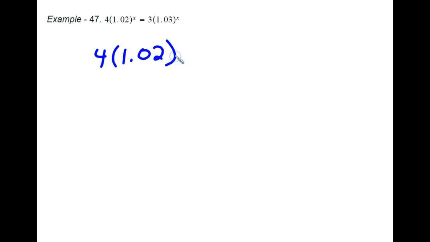So we have 4 times 1.02 to the x power equals 3 times 1.03 to the x power. I'm wondering if this is possible. I don't know. I guess with the same exponent, yeah, maybe it's possible. Because x has to be the same number on both sides of the equation, right? So whatever we get for the solution has to be the same on both sides. And I just wonder if it's possible to get them to be equal to each other when they have different bases. But I guess the 4 and the 3 make that possible. So let's find out. We'll find out by trying to solve it.